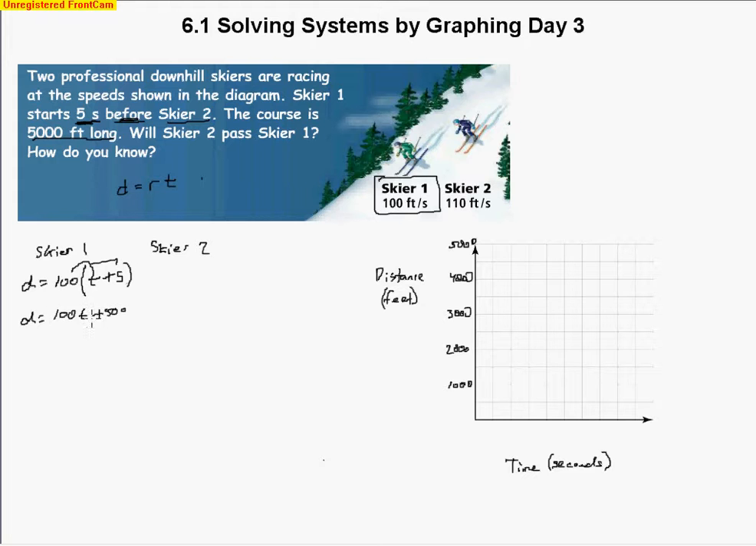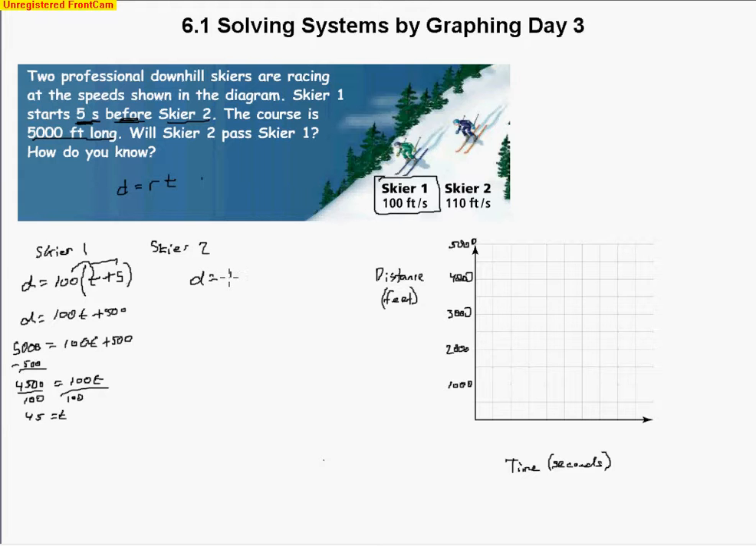And from that point, I can go ahead and find out how long it's going to take them, because I know the distance, 5,000 feet, equals 100t plus 500. So I'll subtract that 500 from both sides, and that leaves me with 4,500 equals 100t. When I divide by 100, it looks like it's going to take the person 45 seconds to get down the hill. So that's the time I need for skier 1. Let's check out skier 2. Distance equals rate times time.